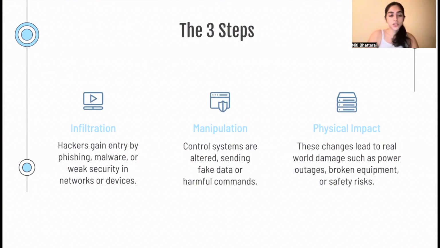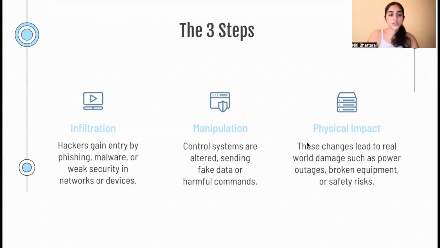Next, we have manipulation. After infiltration, when attackers are inside, they take over or alter the system's control software. For example, with systems that manage factories or power plants, they may fake sensor data to trick operators or send commands that make the machines behave abnormally. And when doing all of this, all of their actions are hidden.